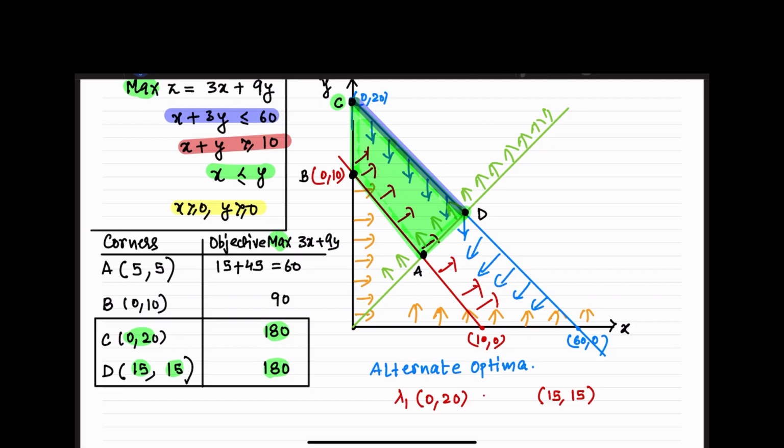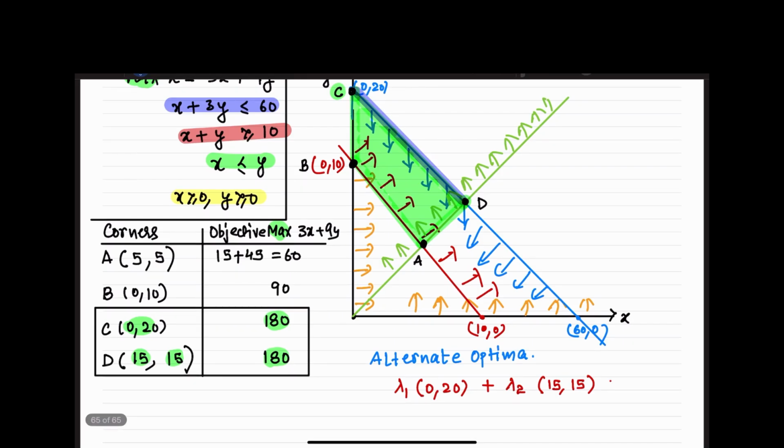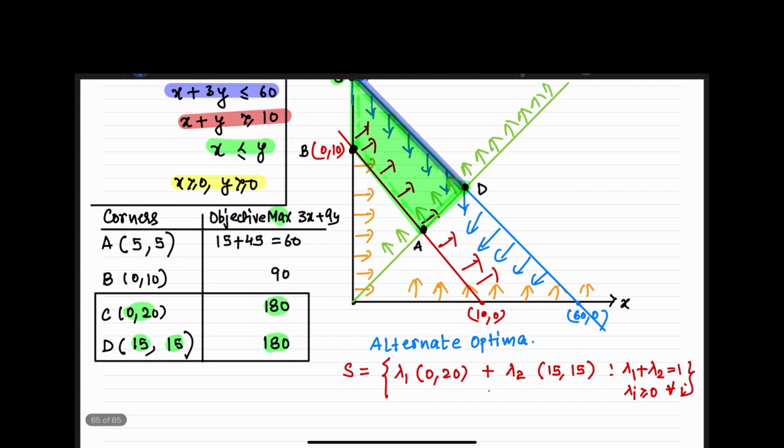Lambda 1 into the first point plus lambda 2 into the second point, where what is special between these lambdas? Lambda 1 plus lambda 2 is equal to 1 and the lambdas are all non-negative for both. So this set, take any value, pick any point on this set, at every such point the value of z will be 180. Like at 0, 20 it is coming, and at 15, 15 also it is coming.